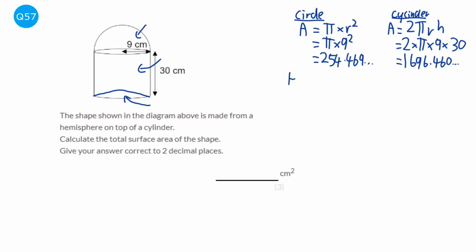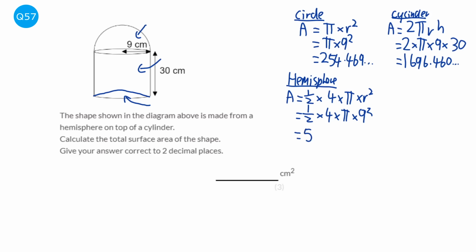And the last bit is this hemisphere here. And so let's do the hemisphere. And the formula for the area of a hemisphere, well, the full sphere is 4 times pi times r squared, but because it's a hemisphere, it's half of that. And so it'd be half times 4 times pi times the 9 squared. And that will give us 508.938.